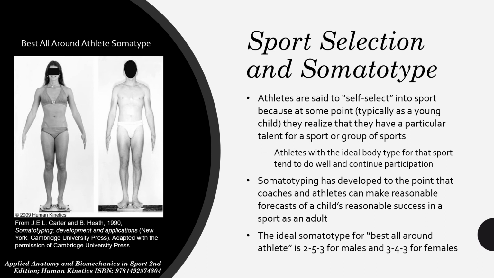And then we know that when you're looking at an athlete that can be successful in all sports they try, we have this ideal somatotype for the best all-around athlete. For a male, that is a 2-5-3 ratio, and for a female, that is a 3-4-3 ratio. These individuals are demonstrated here on the left. So this is the ideal body type for your best all-around athlete.